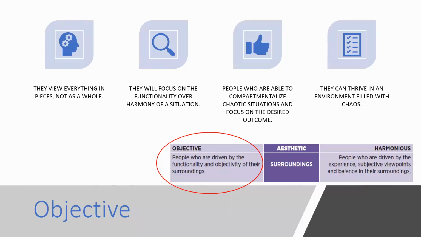People who are able to compartmentalize chaotic situations and focus on the desired outcome are the folks that are going to be the objective drivers. They're really not concerned with what the aftermath looks like as long as the job got done. And they can thrive in an environment filled with noise, chaos, distractions, things like that, because they're able to compartmentalize and focus on small parts of the task at hand.